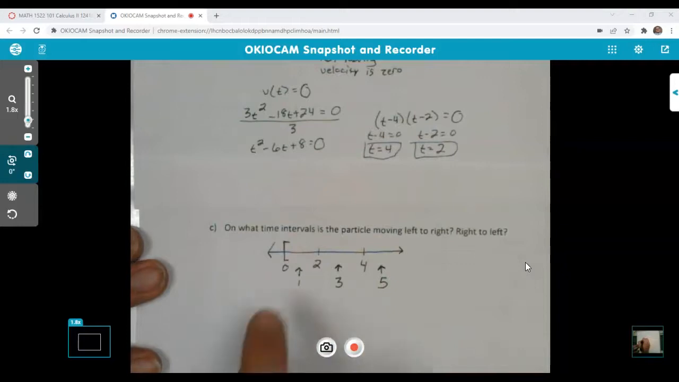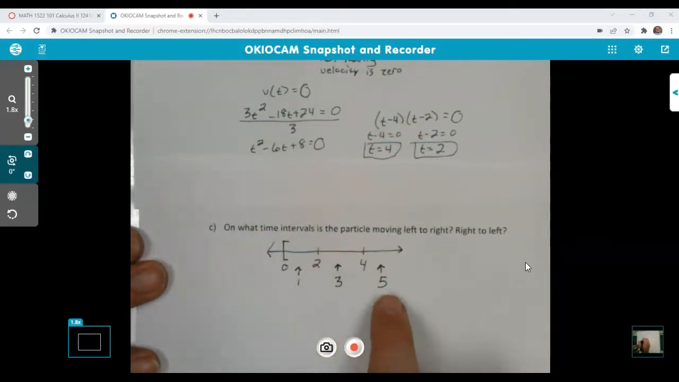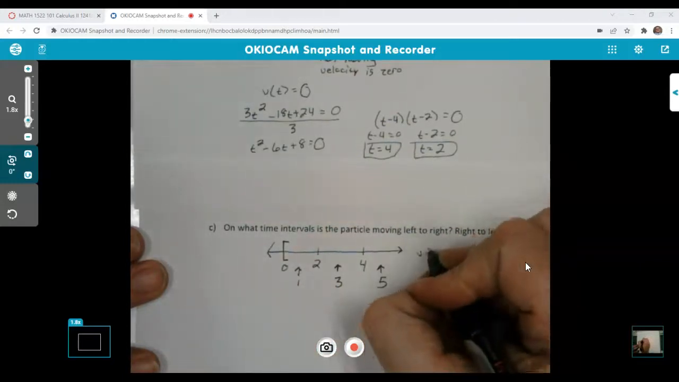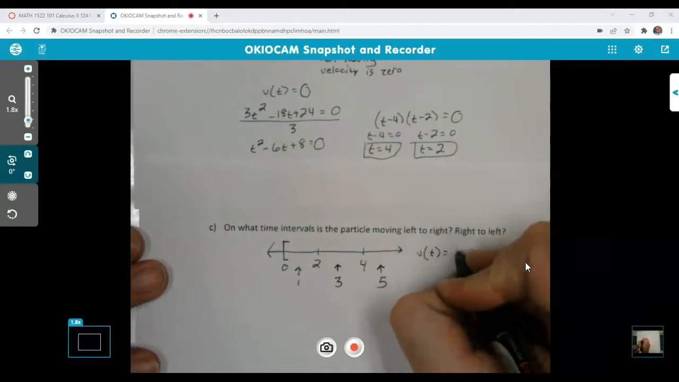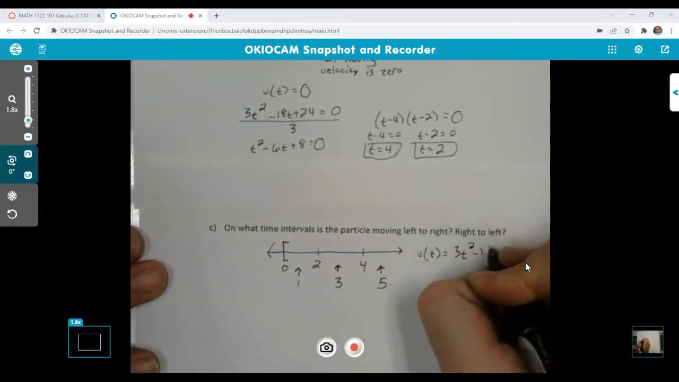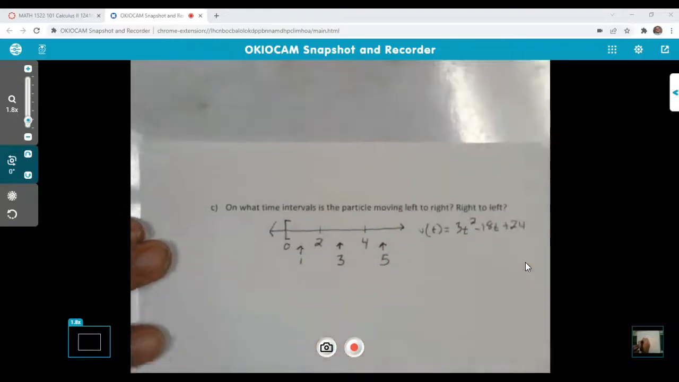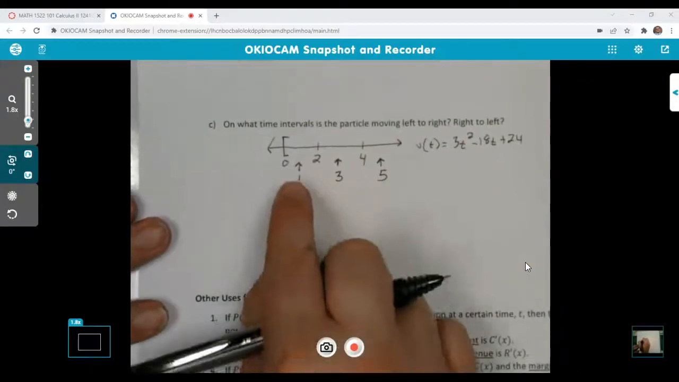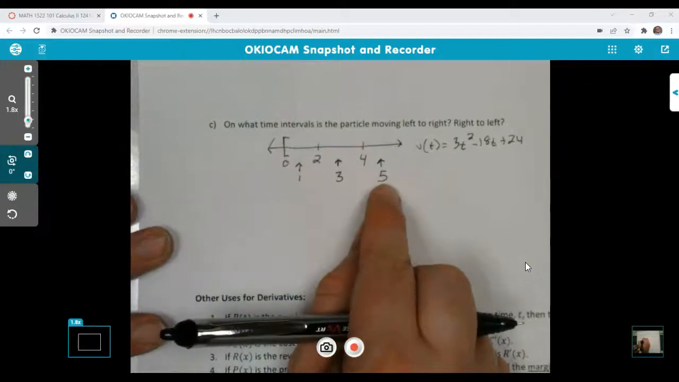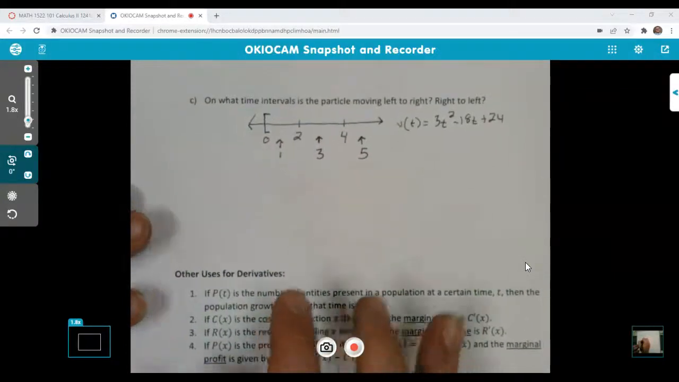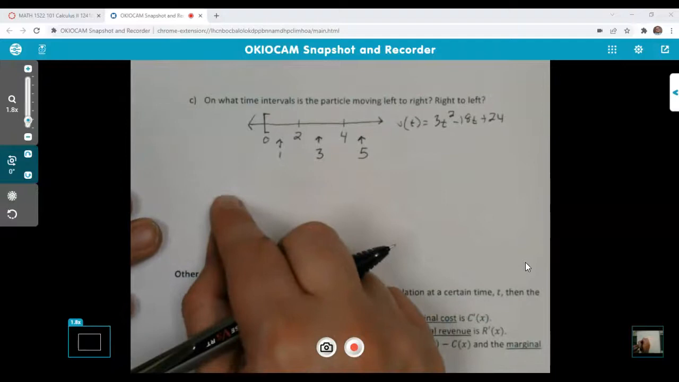What I want to know is what is the velocity at each of the test points right here. We already said from part A that v of t is 3t squared minus 18t plus 24. So if I can find what the velocity is at each of these points, 1, 3, and 5, that can tell me which way my particle moves.